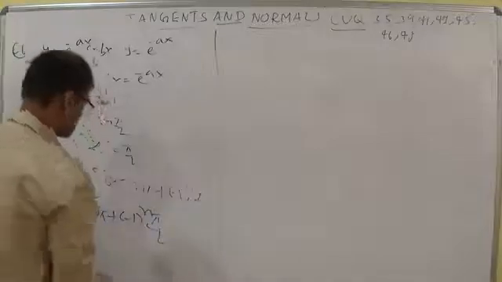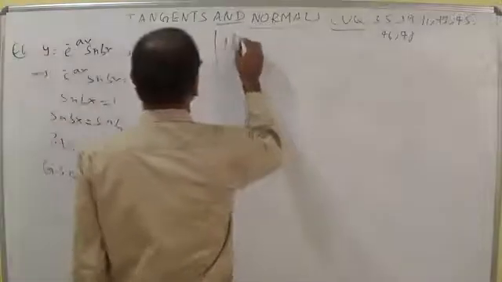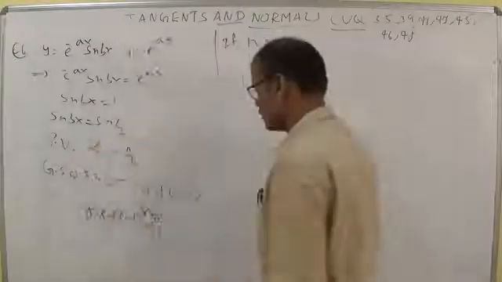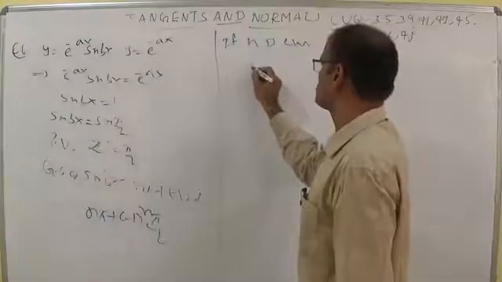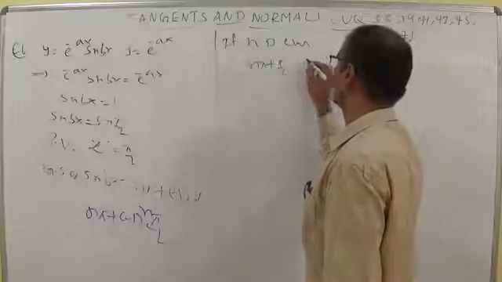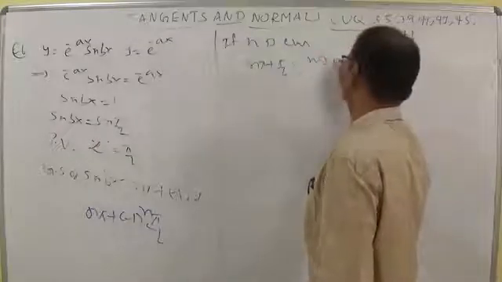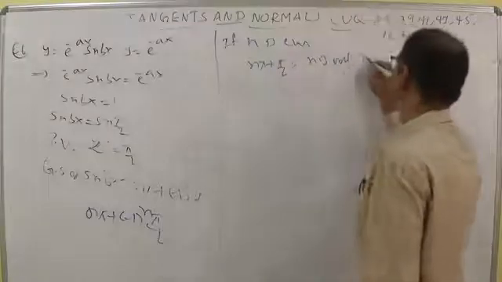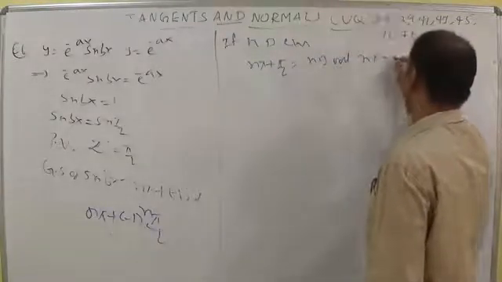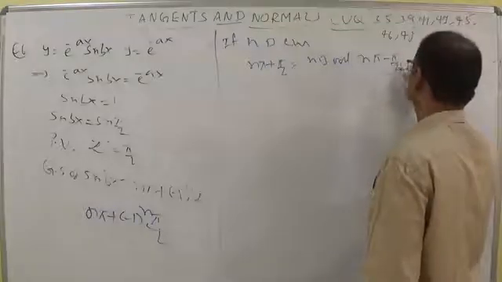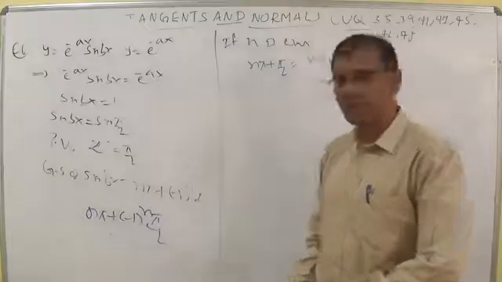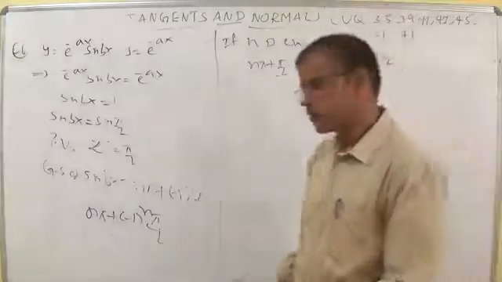If n is even, then the power of minus 1 becomes positive: n pi plus pi by 2. If n is odd, then it becomes negative: then n pi minus pi by 2 you can write. This is the first method, by using the point of intersection.